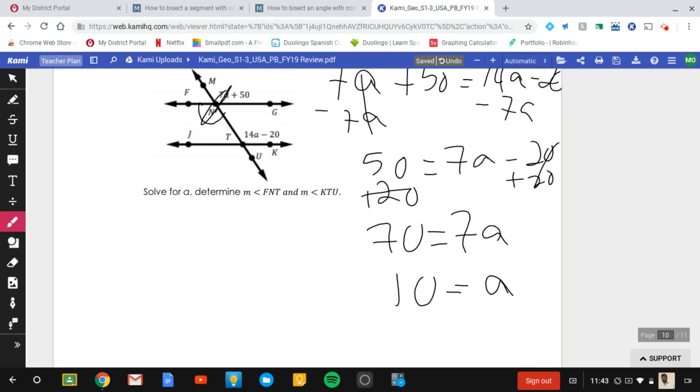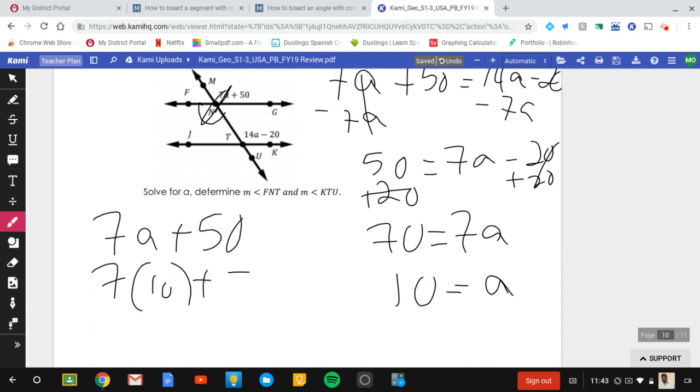Okay, what do you notice about these two angles? They're vertical, so they're gonna be equal to each other. So if you find 7A plus 50, that's gonna be the same thing as the angle you're looking for. So what's A again? A is 10, so it's 7 times 10 plus 50, and if I'm not mistaken, that's gonna be 120 degrees.